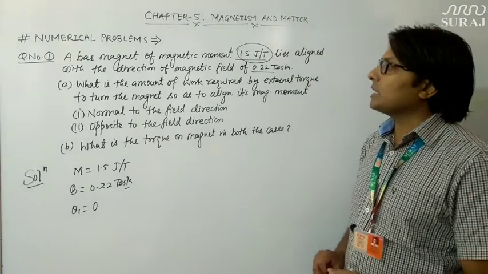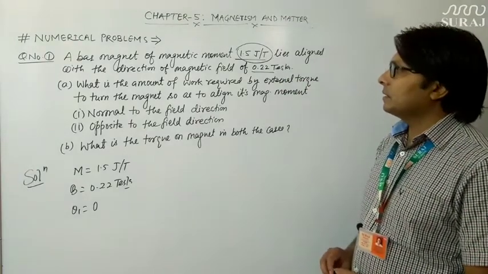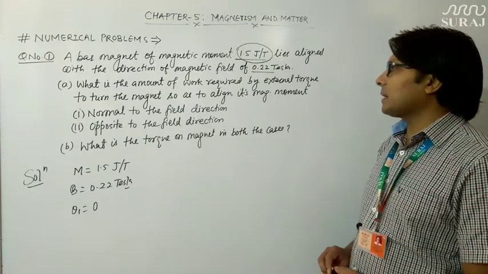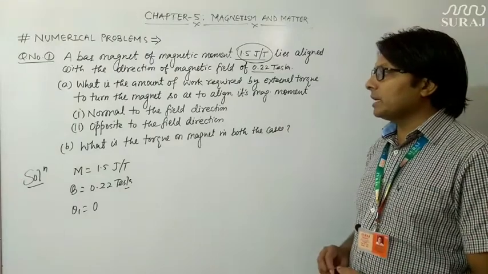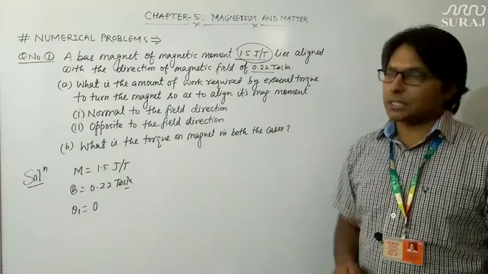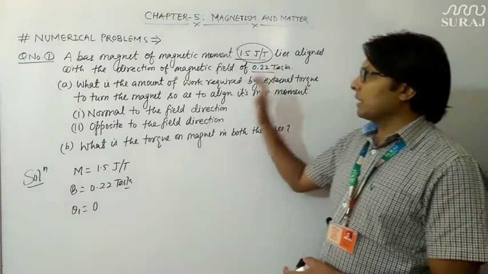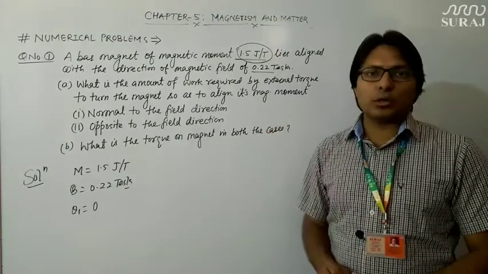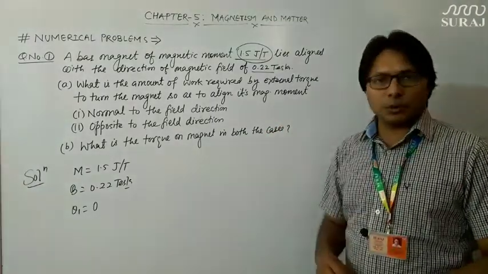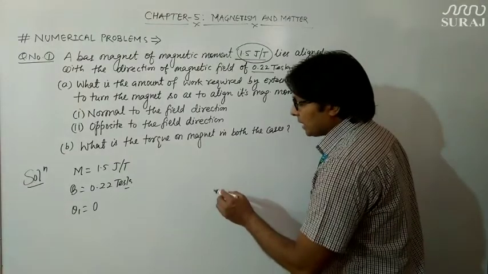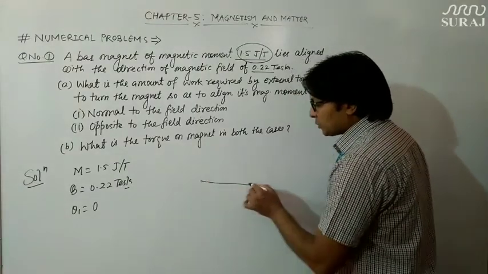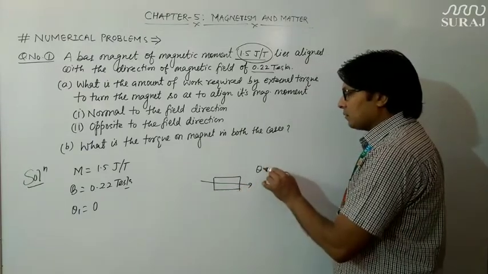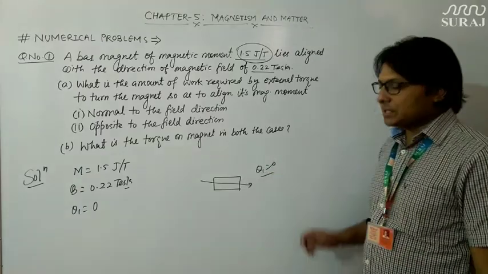Part A is being asked: what is the amount of work required by an external torque to turn the magnet so as to align its magnetic moment normal to the field direction and opposite to the field direction. So we have to calculate the amount of work done by the torque to change its position. Suppose this is the magnetic field and this is the bar magnet. The initial angle was given as theta equals 0.